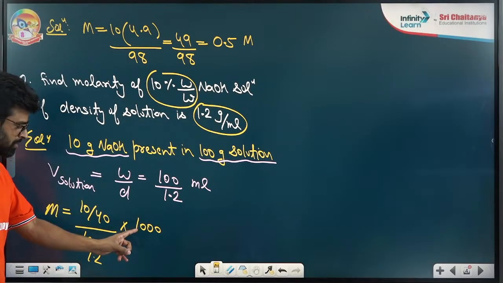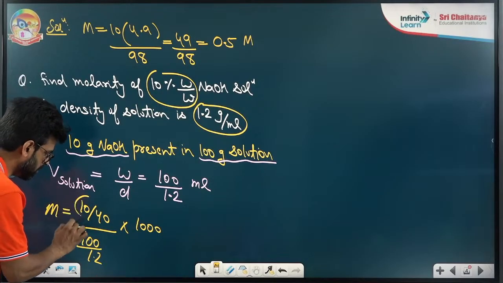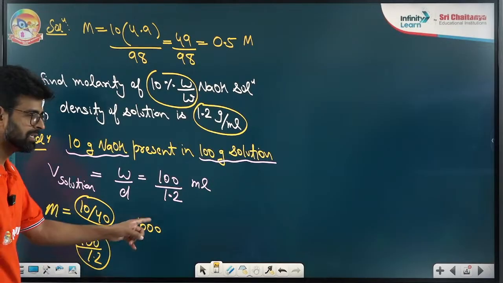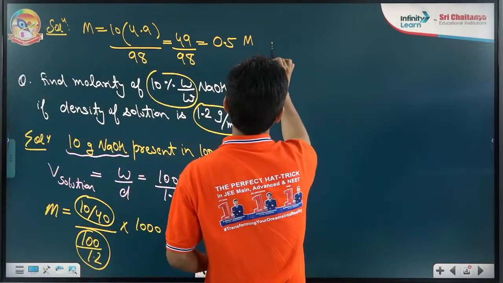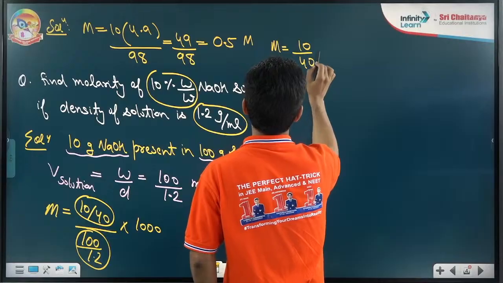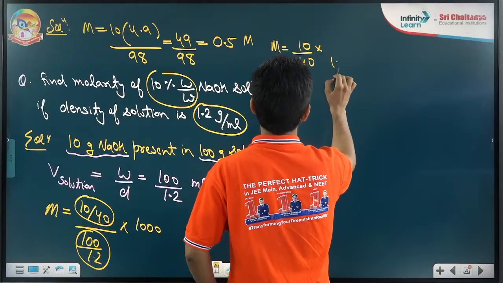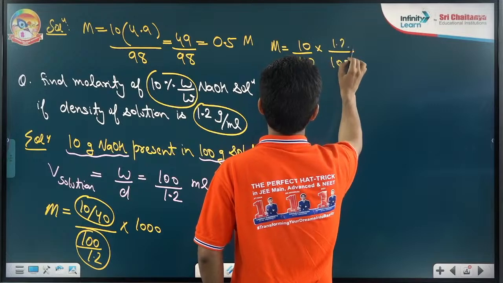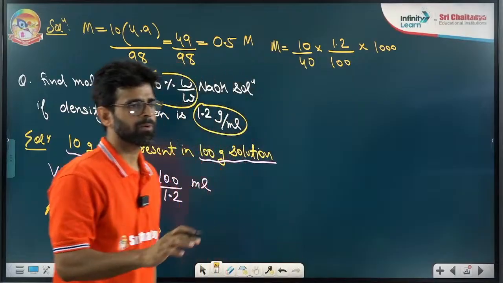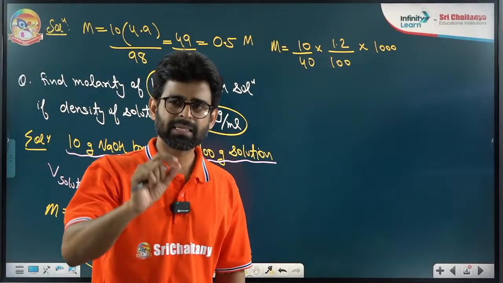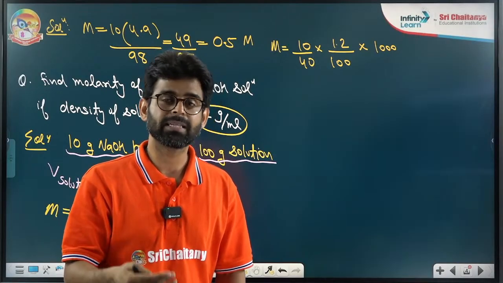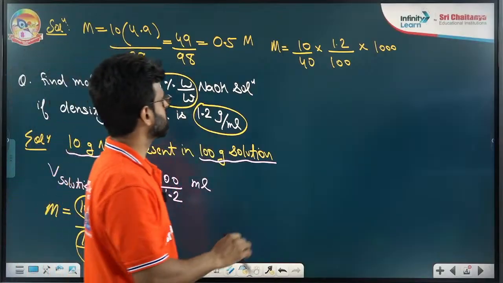Are we clear here? It was moles, and this is the volume of solution in ml. I am making it liter using this, right? So if you solve this, carefully write. Here comes 10 by 40, and here 100 divided by 1.2, and here divided by 1000, right? Make calculations properly. Take things upside down and properly. Sometimes we make mistakes. We know the concept, still we get the wrong answer. So if we solve this, what is coming?